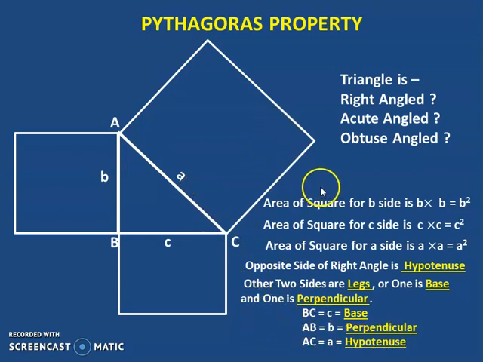Now what is the property for a right angle, obtuse angle? How can we find out? When we find the squares of the two legs, B square and C square, and take the sum of the squares of the base and the perpendicular, it is equal to the square of the hypotenuse.